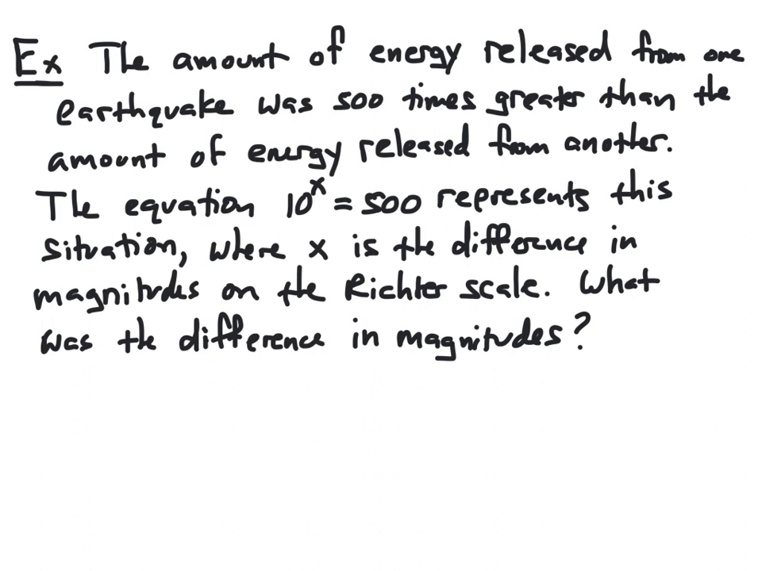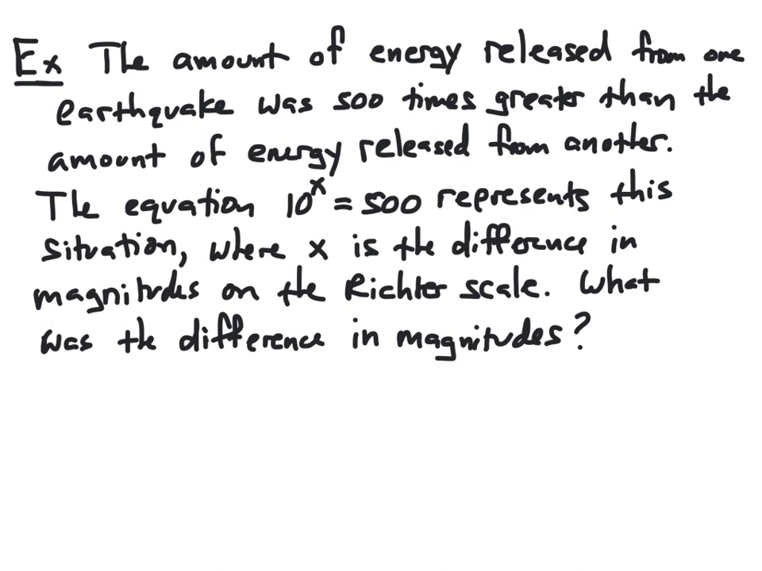Common logs are used in a variety of real-world applications, including measuring acidity with a pH level, sound with the decibel scale, or here, earthquake intensity using the Richter scale. We're not going to be talking about the Richter scale in this example, but it is being used behind the scenes here. So in this example, we have the amount of energy released from one earthquake was known to be 500 times greater than the amount of energy released from another earthquake.